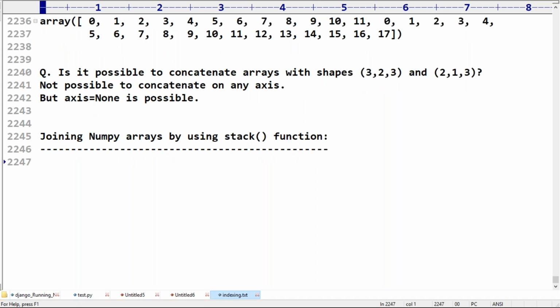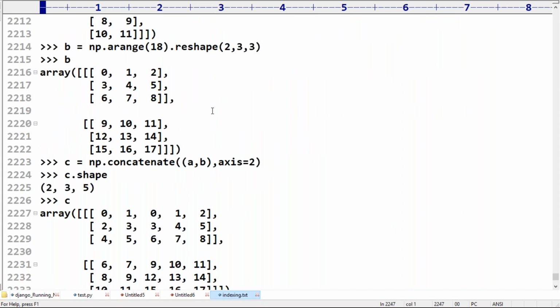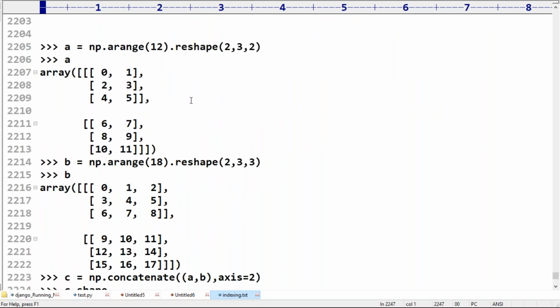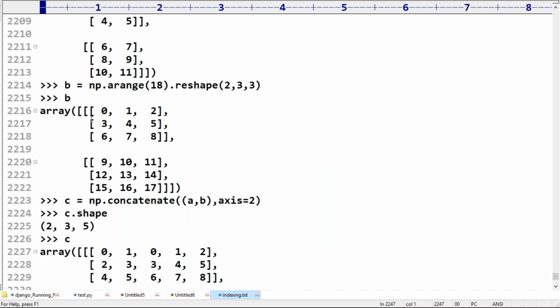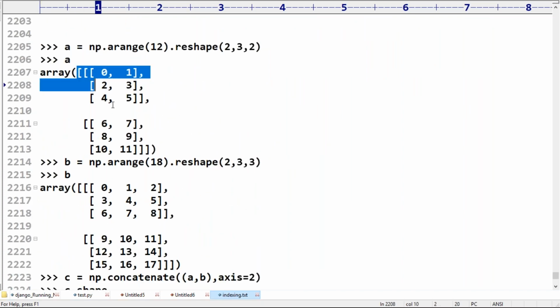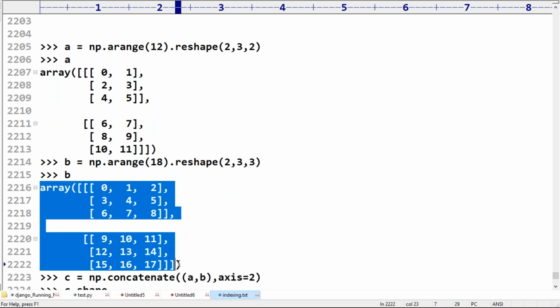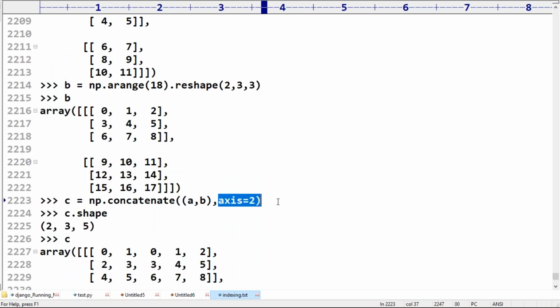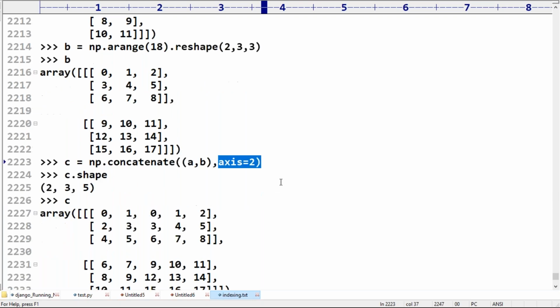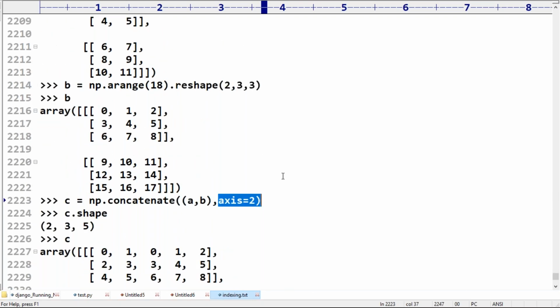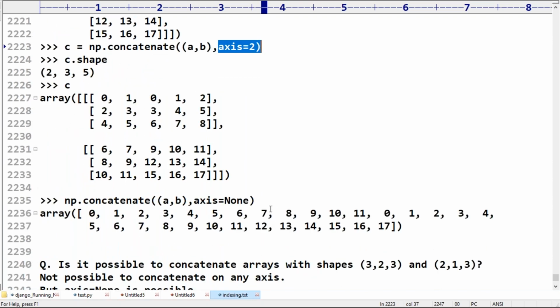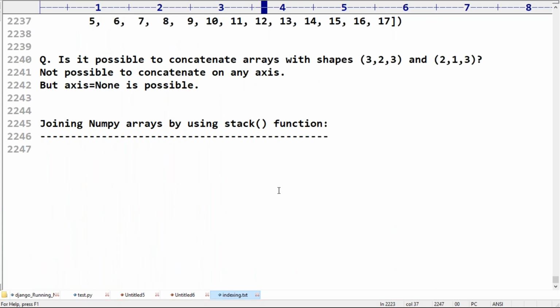Concatenation you should be aware of clearly. Suppose a is this array, and b is this 2D array. Now can you please concatenate based on axis 2? Axis 2 means columns. How can you do that? Adding the columns, like we discussed already, now joining NumPy arrays by using the stack function.